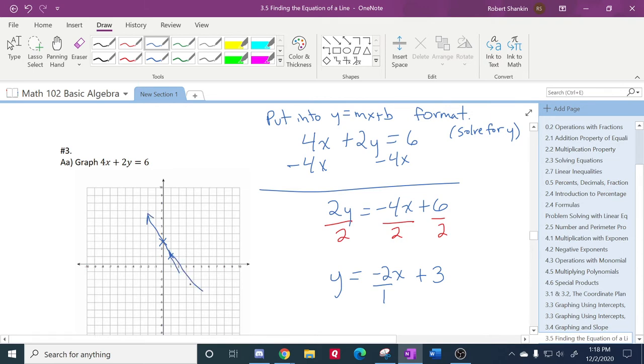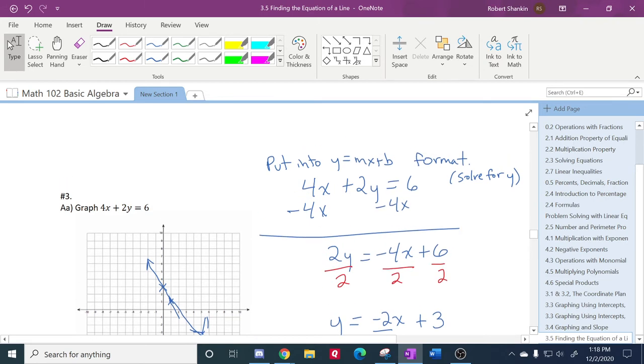And this is the method that we will use from now on. We'll put every equation into y equals mx plus b format, and then we can graph it really fast. We actually know quite a bit about the line even without graphing. We can tell what its y-intercept is and what its slope is just from the form that the equation is in.